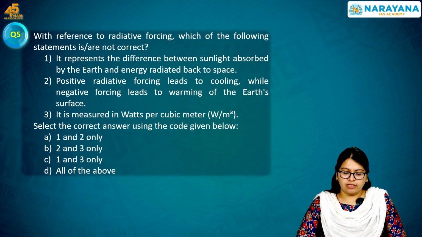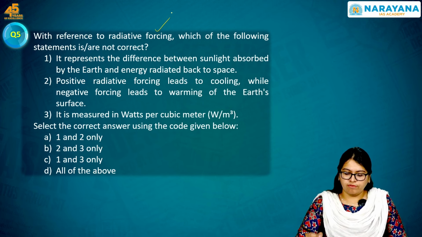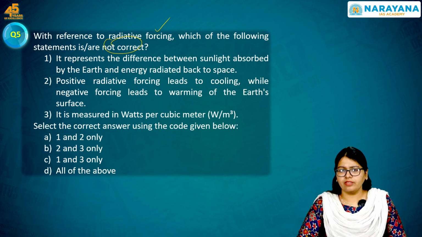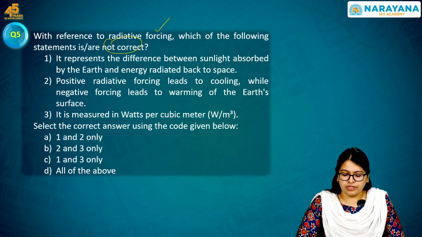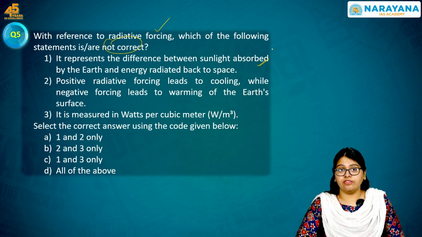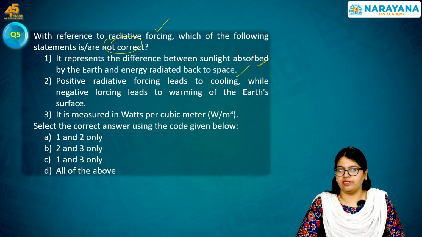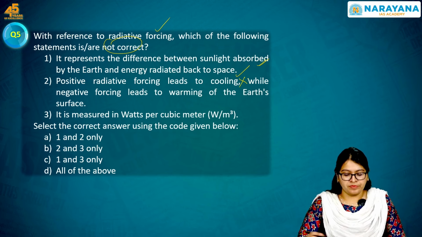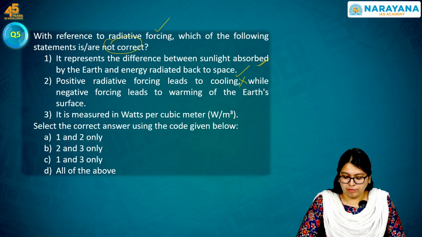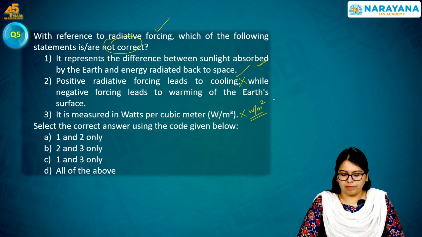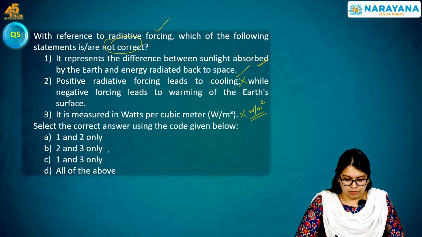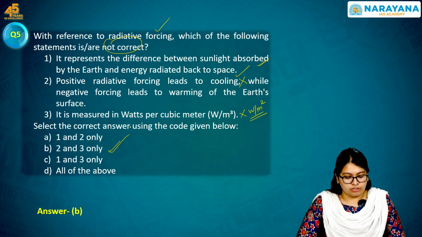Going to the final prelims question, with reference to radiative forcing, which of the following statements are not correct? This is very important. It represents the difference between the sunlight absorbed by the earth and the energy radiated back to space. Yes, this is correct. Positive radiative forcing leads to cooling. This is actually wrong. The next statement is, it is measured in watts per meter cube. This is also wrong because it's watts per meter square. So, since only statement 1 is correct, the answer will be option B, that is 2 and 3, which are wrong.